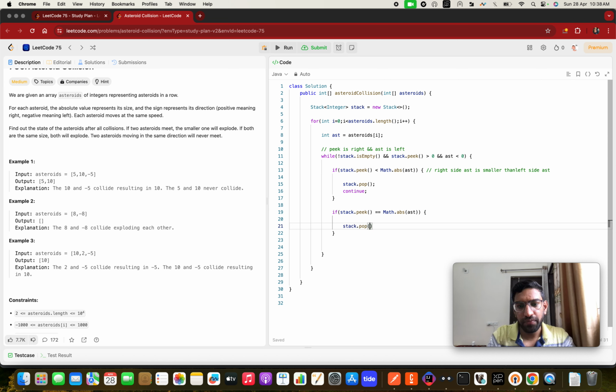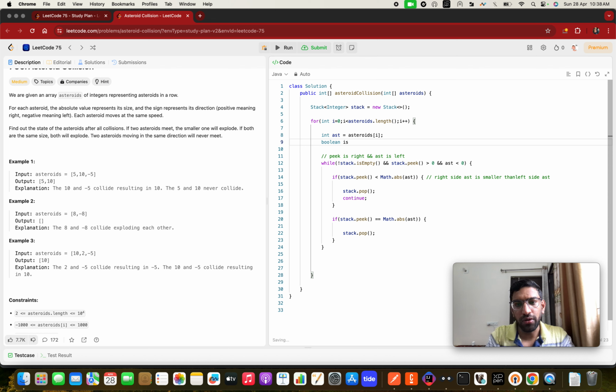One thing more, we need to keep a flag also to decide if we need to push it to the stack or not. So one boolean flag is push. We are setting it initially to true, and if our isPush flag is true, we will push our current asteroid to the stack.